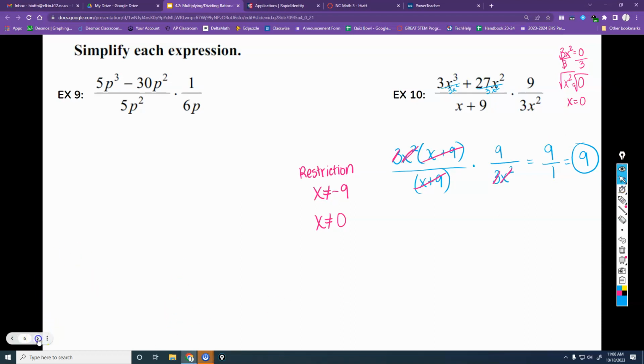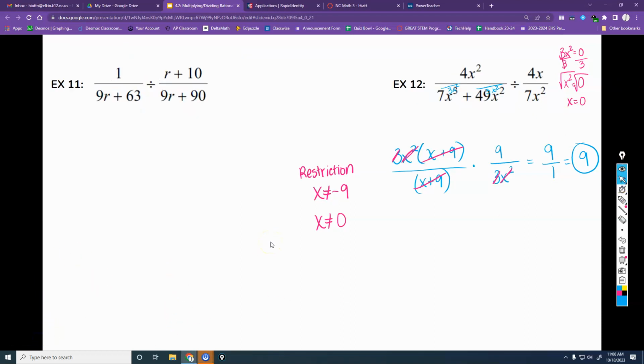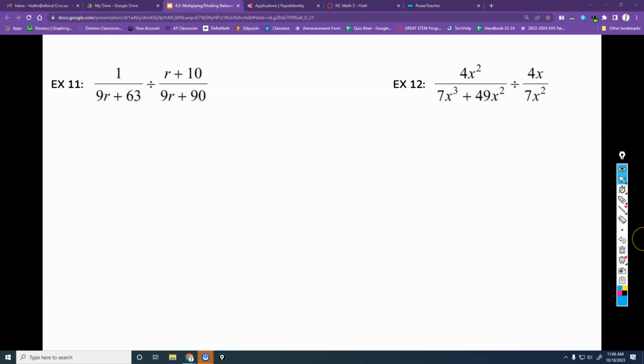Let me see if there's anything over here I feel like we need to look at for sure. It's kind of more of the same. Well, no, let's do 12. We're going to do 12, and then we'll let you guys get to work. All right, you really can't factor much of this, except for that denominator of the first fraction.